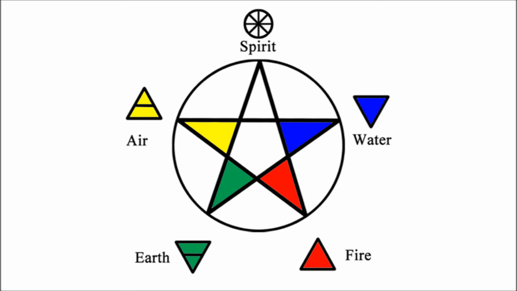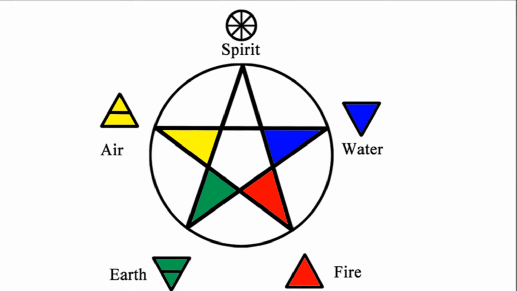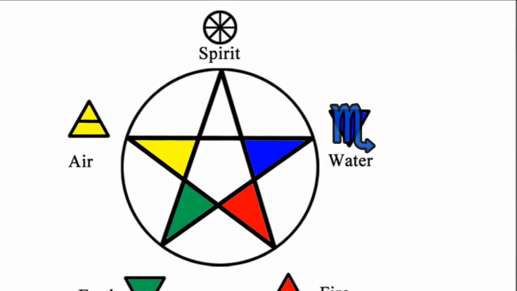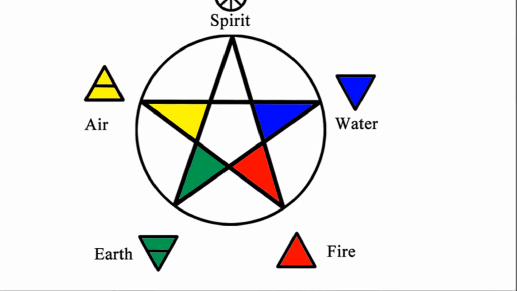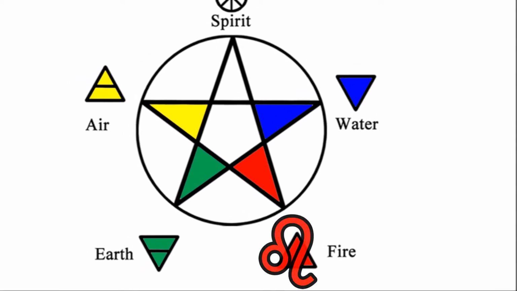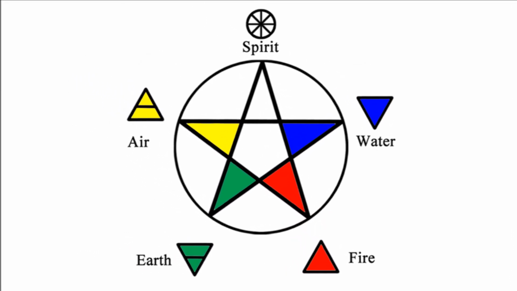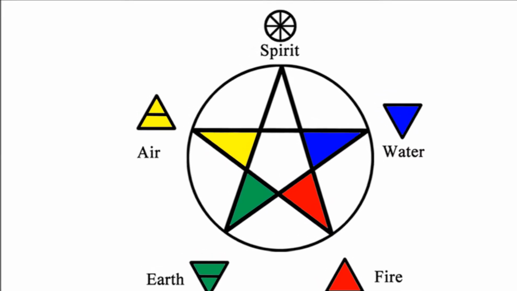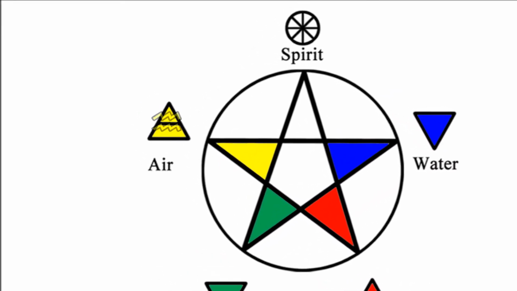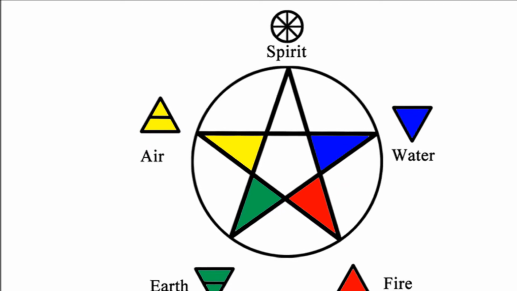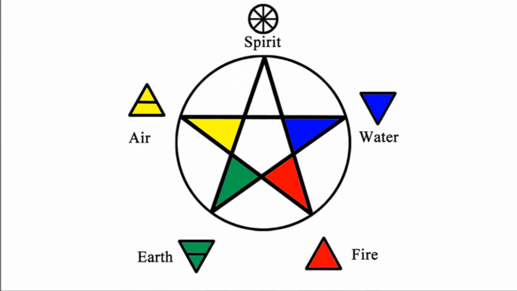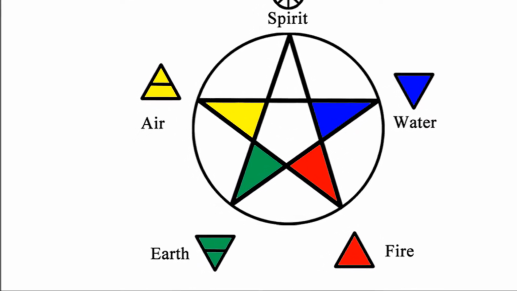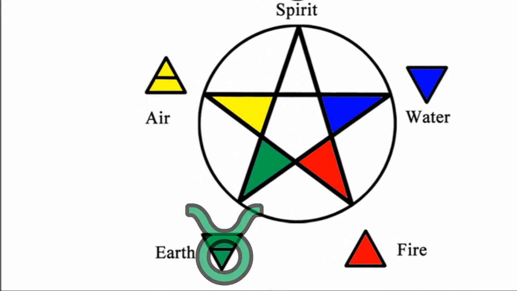And if you want to get technical, that's not just water, that's fixed water, which is Scorpio. That's not just fire, that's Leo, fixed fire. That's not just air, which is Aquarius. Is the air fixed? Air is fixed as well. These are the fixed points. And then we've got Taurus, fixed Earth.